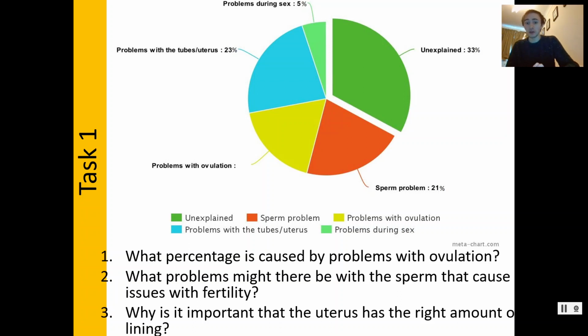Now, why is it important that the uterus has the right amount of lining? We said when we were talking about the menstrual cycle, that's all about making sure that the growing embryo has enough nutrients and enough of a place to attach itself onto so that it won't be washed away at any point. Fine.